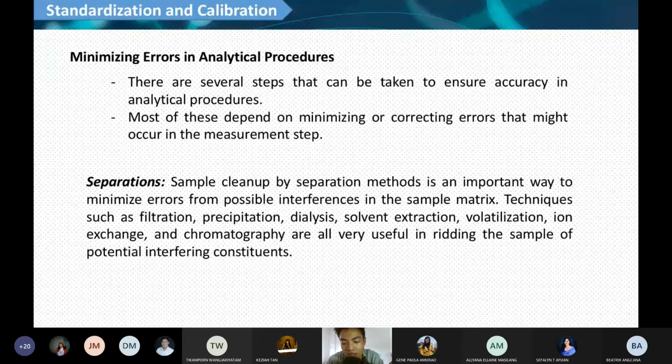For example, you're going to analyze a plant extract. When dealing with plant extract, you must do chromatography first so that your workable laboratory sample will be pure enough, because plants contain lots of materials, di ba?